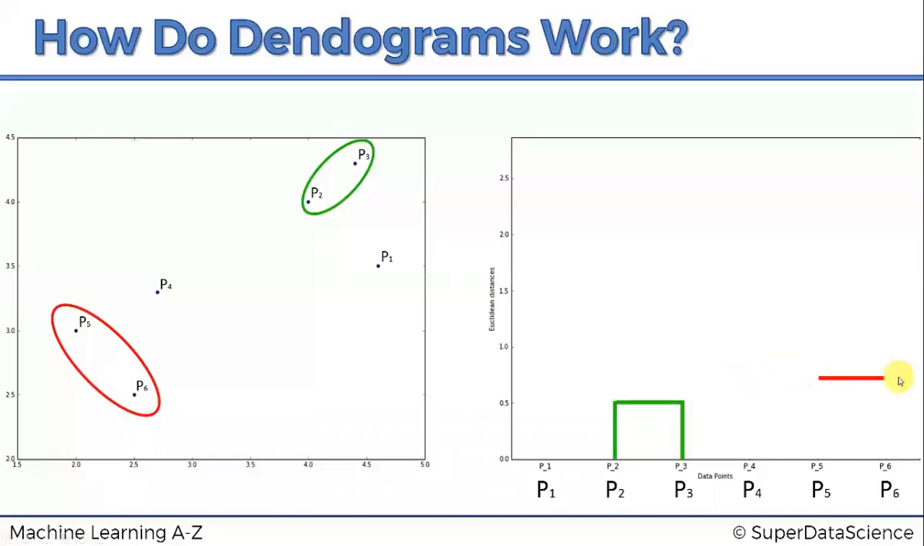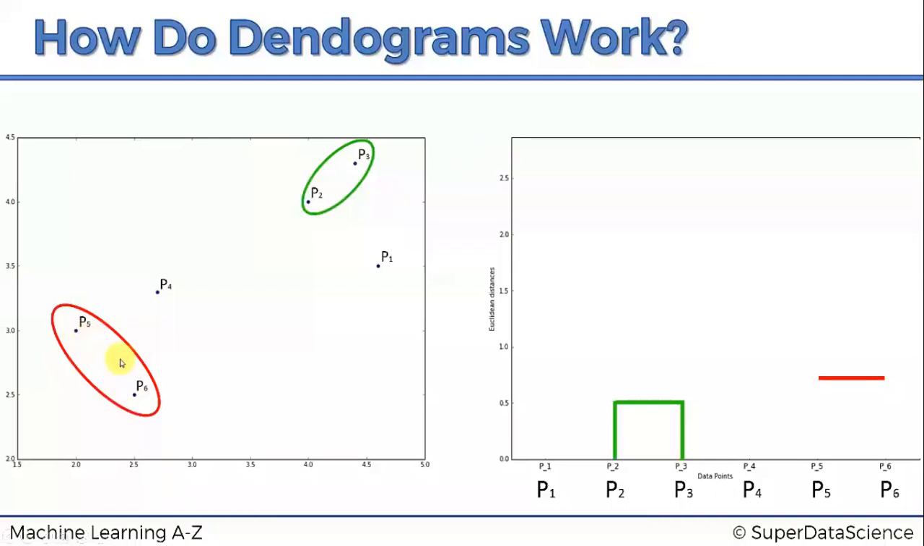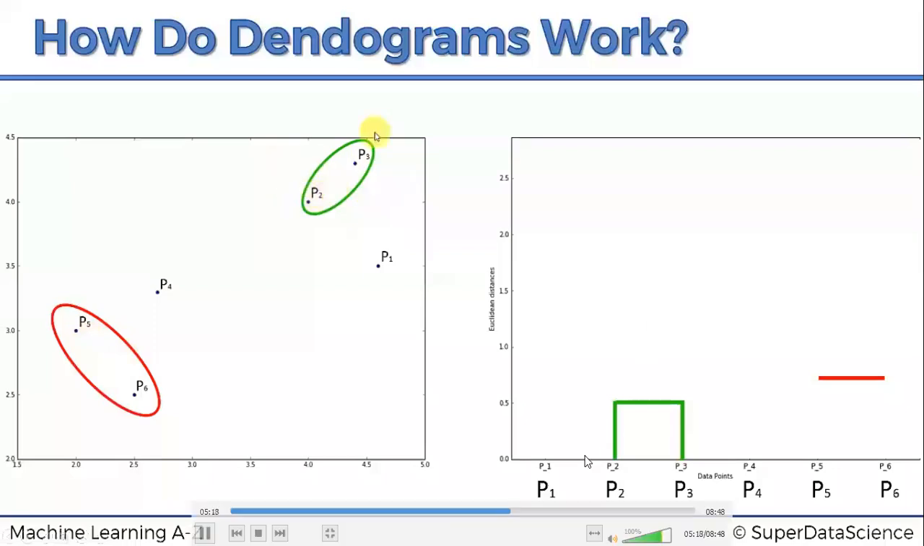So again, we're going to place this horizontal line. Again, how high do we place it? Do we place it higher or lower than this line? Well, we agreed that this vertical axis represents the Euclidean distance, and Euclidean distance represents the dissimilarity between two of our observations. So here we can see that P5 and P6 are actually further apart than P2 and P3, and that is of course natural, because if P5 and P6 were closer, then in the previous step we wouldn't have put P2 and P3 in one cluster.